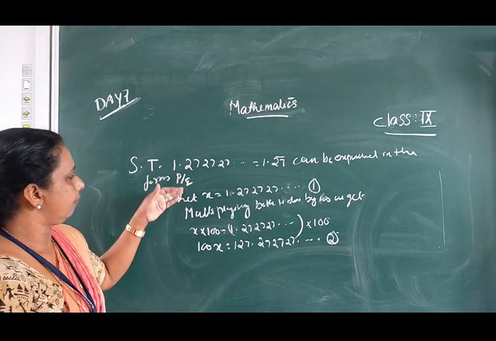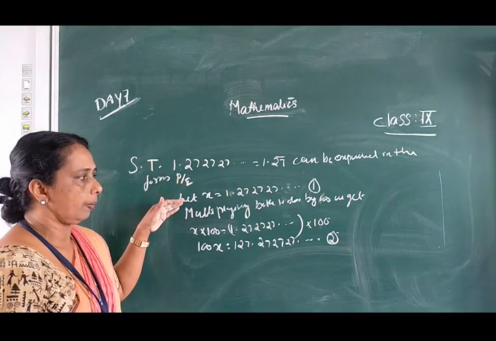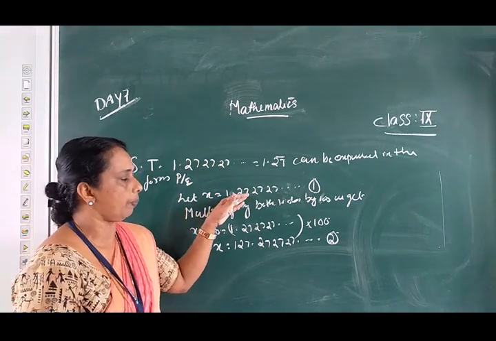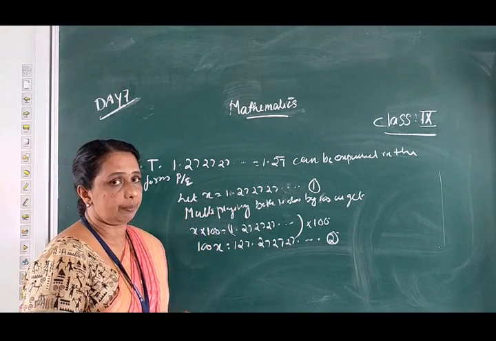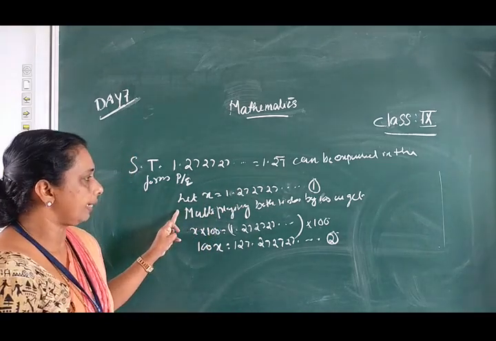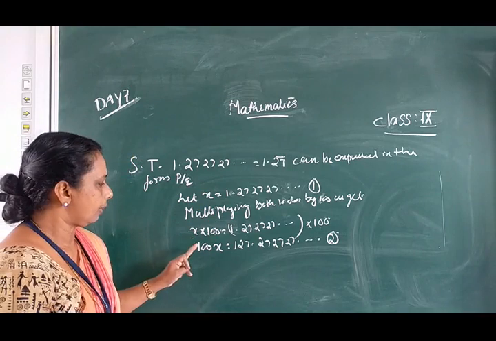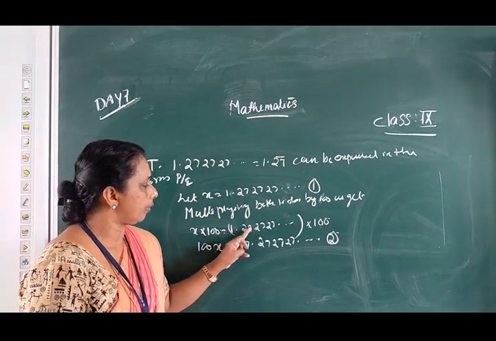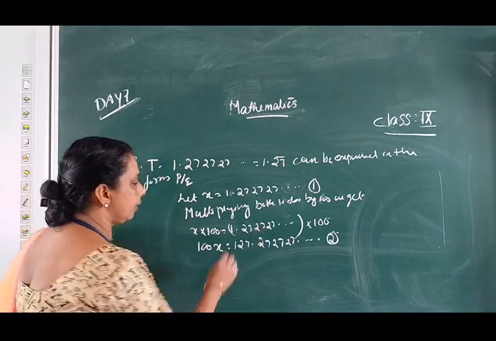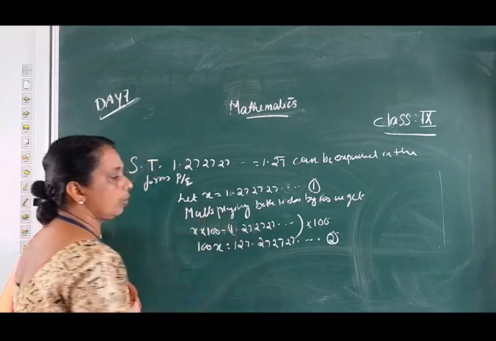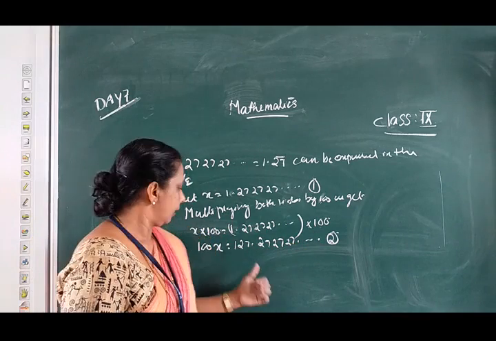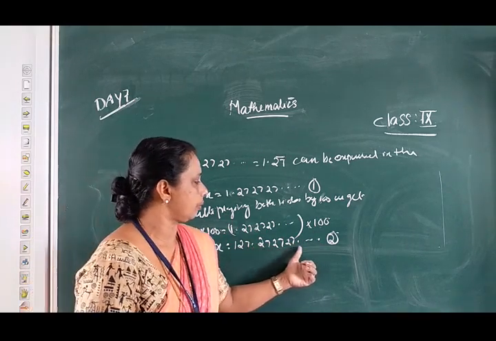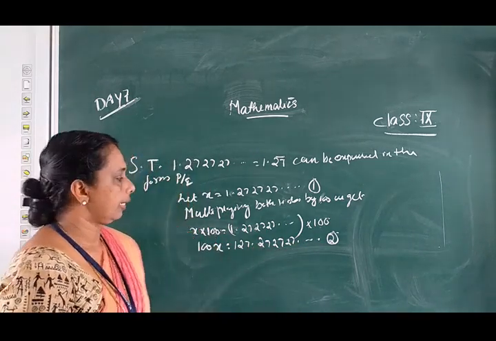First, let me take x is equal to the given number. Then you have to check how many digits are repeating. Here 2 digits are repeating, so multiplying both sides by 100, left hand side we get 100x. Right hand side 1.2727 etc. The decimal moves after 2 digits because we multiplied by 100. It is 127.272727 etc.